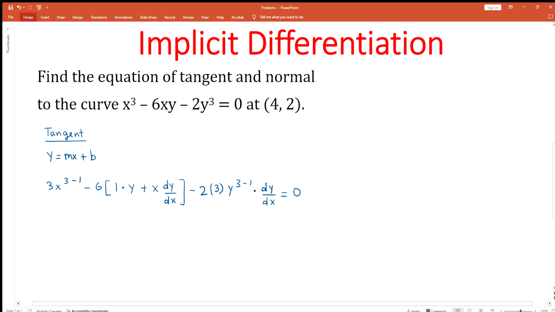This is the derivative of the given equation. Now we can simplify this equation. 3 minus 1 is 2. 1 times y is y. 2 times 3 is 6. 3 minus 1 is 2. Next, we should distribute negative 6 into the parentheses. We should multiply both terms in the parentheses by negative 6.